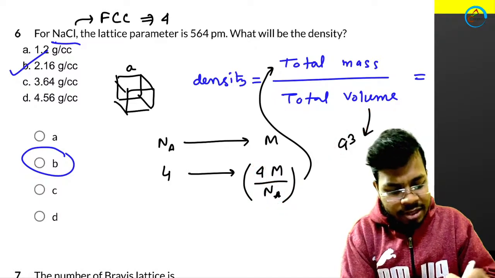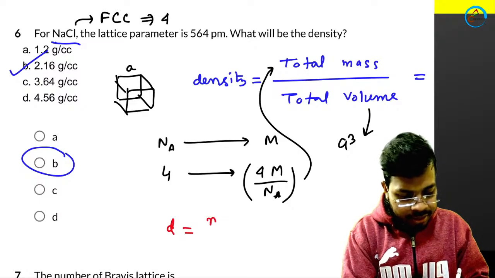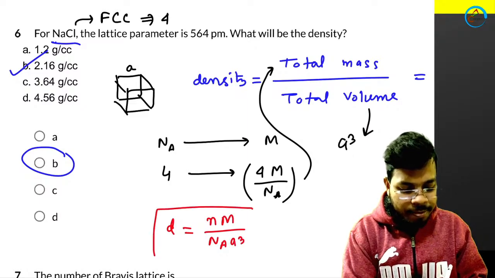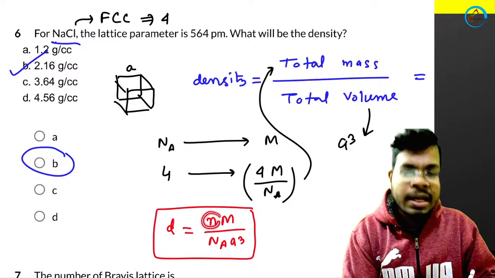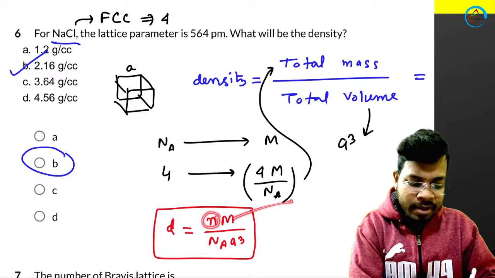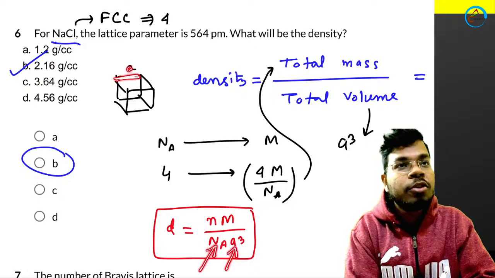So the exact formula is this: D equals n M divided by N_A a cubed. This is the general formula. Here n is the number of atoms in the unit cell, or the number of lattice points in the unit cell. M is the molar mass of the system. N_A is the Avogadro number. a is the side length of the cube.